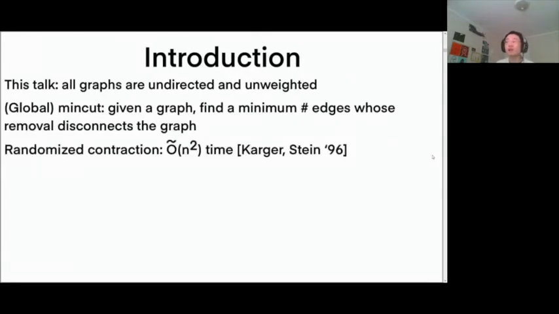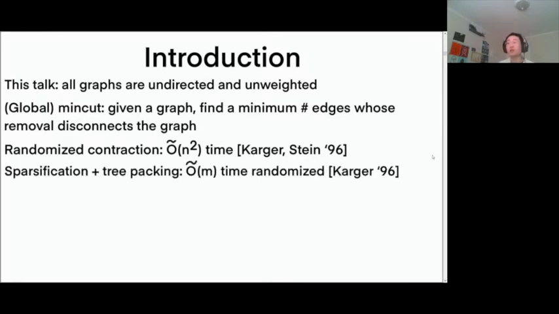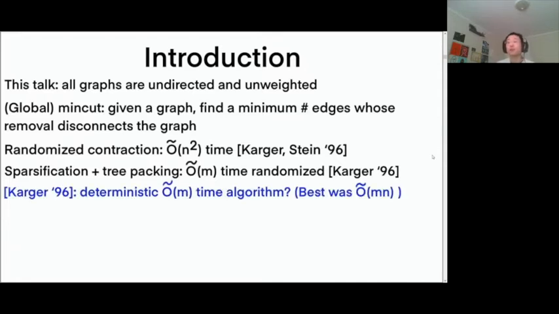So a classic algorithm by Karger and Stein shows that we can just iteratively randomly contract edges of this graph to get an n-squared algorithm. Another classic algorithm by Karger achieves a near linear time for this problem, and this is by sparsification plus tree packing. And we'll see this later on in the talk. Karger asked in that same paper whether a deterministic near linear time algorithm exists. Back then, the best time was m times n, which is far from linear.